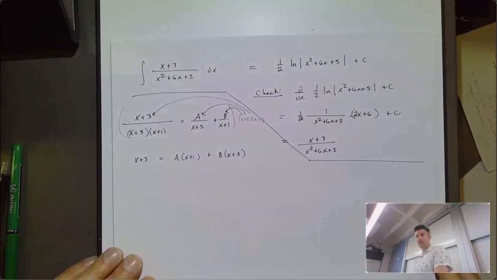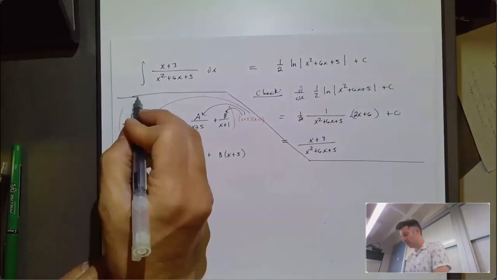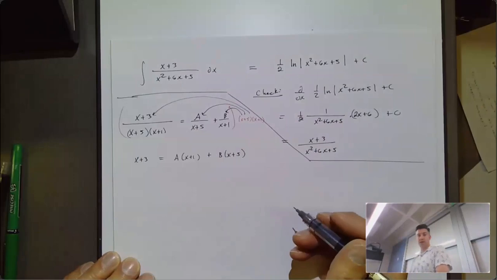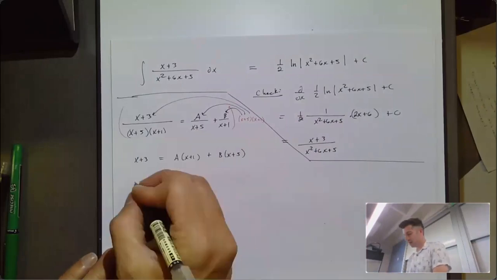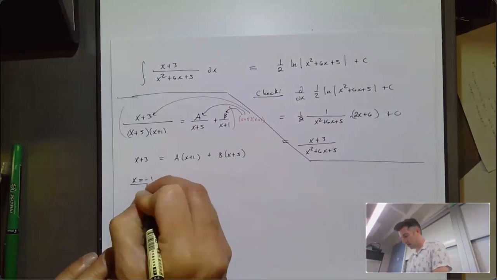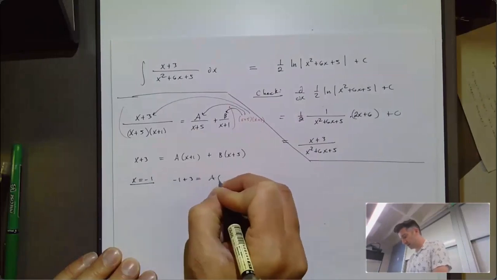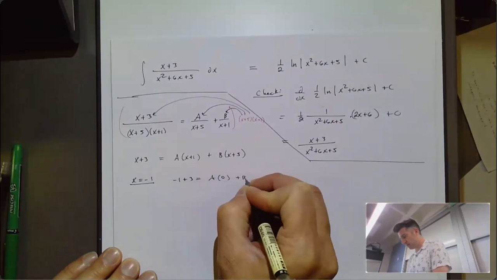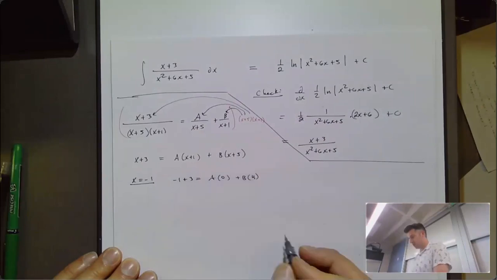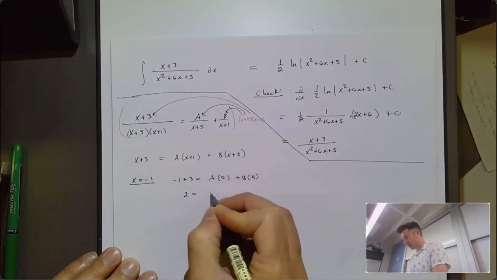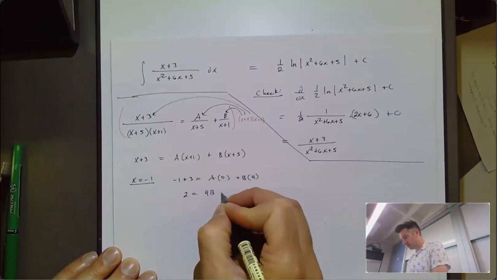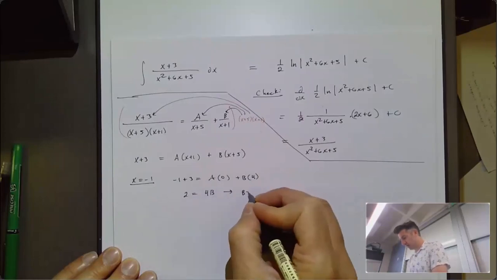And then we really should, in my opinion, use the convenient values of x method. So I'm going to set x equal to -1. I'm going to get -1 plus 3 equal to a times 0 plus b times 4. So -1 plus 3 is 2. That equals 4 times b. So b is going to equal 2 divided by 4, which is 1/2.